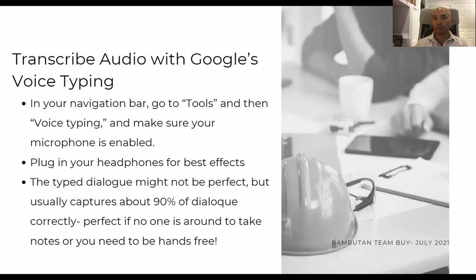Transcribe audio with Google Voice Typing. In your navigation bar, you can go to Tools and then Voice Typing and make sure your microphone is enabled. This is for when you are creating letters, memos, reports. If you can save time in terms of typing and talk freely, that makes a huge difference. Of course, you're going to have to go back and edit a few things, but it also leaves you the ability to have a clear head and speak to the topic you're talking about at that point.